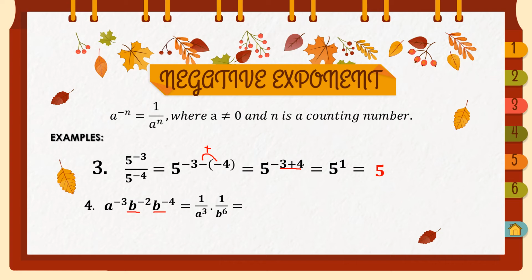Okay? So, ito ay magiging A negative 3, 1 all over A raised to 3, times, ito po, magiging B, pag binaba natin, magiging 1 all over B raised to 2. Tapos, yung isa naman, B, magiging raised to 4. Pag inadd po natin, so, ang final answer natin, that is 1 divided by A raised to the third power and B raised to the 6th power.